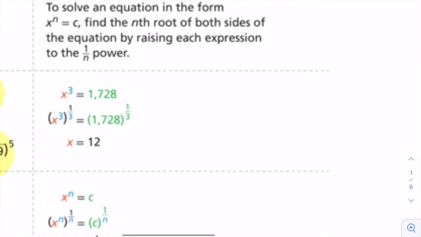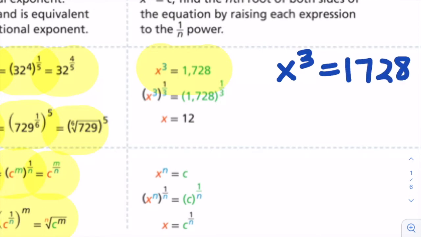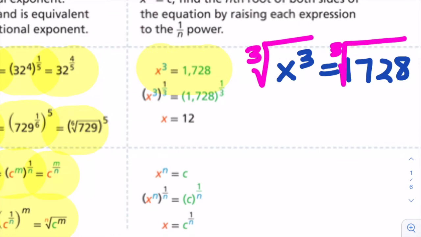So when we solve, we're going to have something like x cubed equals 1,728. And to get rid of the cube, we're going to raise it to the 1/3. And this is another way. Remember, the other way, using radicals, was to say, I'm going to take the cube root versus the square root. And 12 times 12 times 12 gives us 1,728. So the answer is x equals 12. And make sure you have your calculator handy for this.